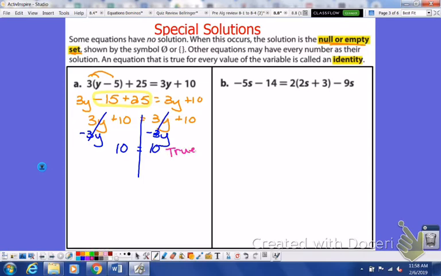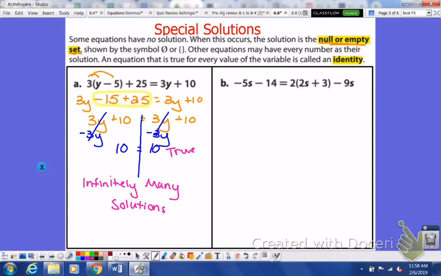And when we get a true statement with no variables, so our variables canceled each other out, that is when you have infinitely many solutions. Infinitely many solutions.